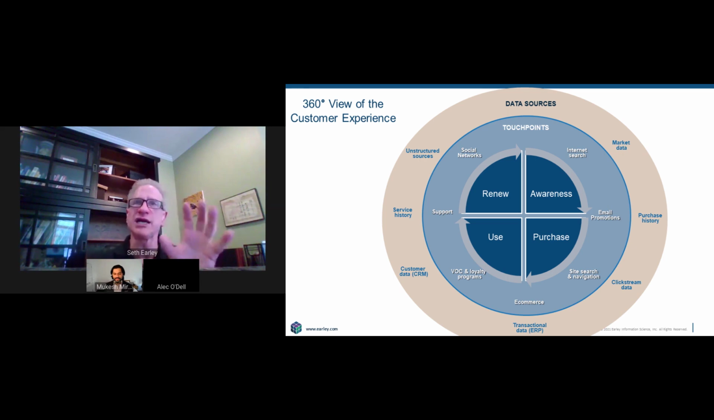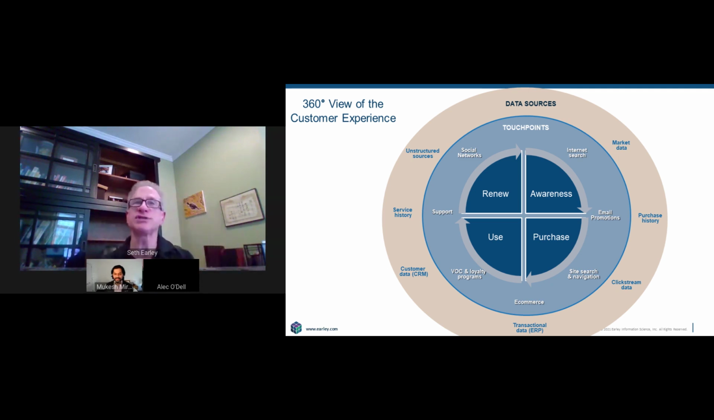Now, here's a diagram that talks about data sources and touch points. This is not complete. I actually had another diagram that had way more text in it. I took some of that out to simplify. But the idea is that you have these different systems that are consuming and producing information throughout that life cycle.